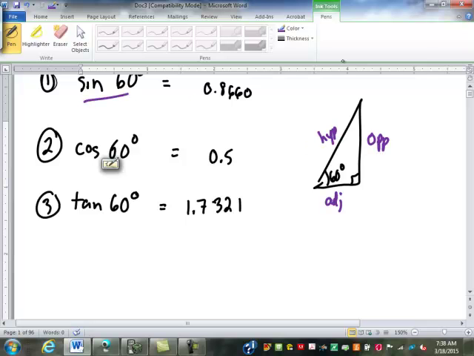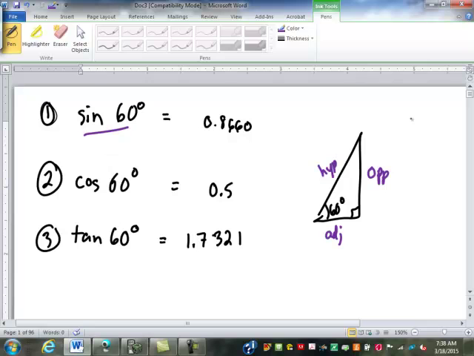Sine, anybody remember what the two sides are for sine? Opposite over hypotenuse. So what that is saying is the ratio of the length of this side to this side is 0.866. It's not telling you how long either of those sides are. It's just saying if I take the length of this side divided by the length of that side, it is 0.866.